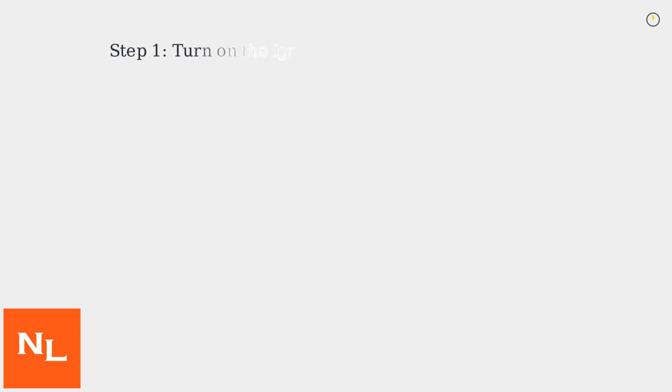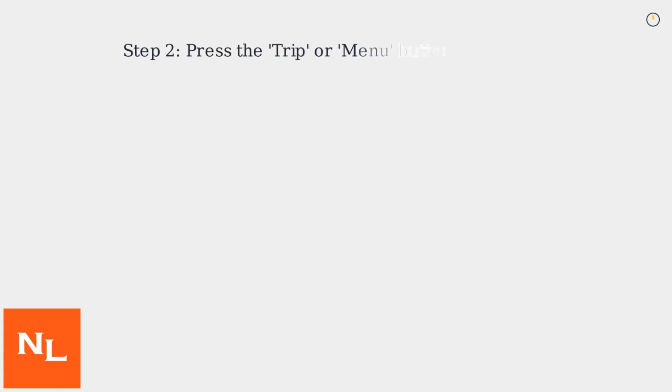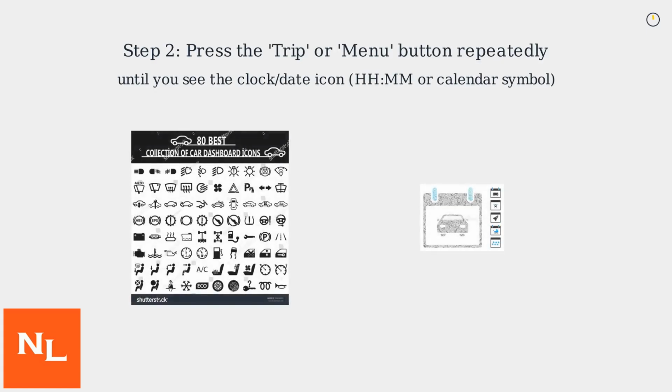First, turn on the ignition without starting the engine. This provides power to the display without draining the battery unnecessarily. Next, press the trip or menu button repeatedly until you see the clock or date icon, such as HH:MM or a calendar symbol. Button locations can vary, so check your user manual.